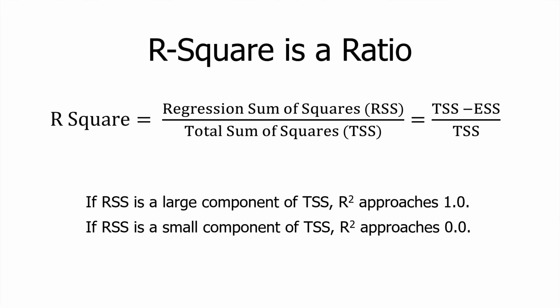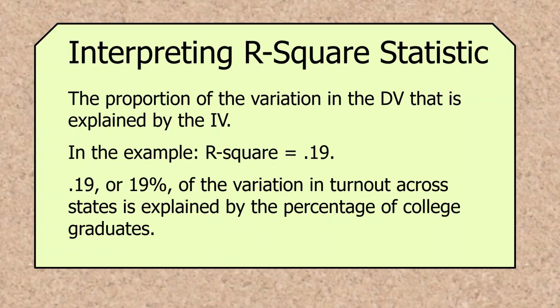Here's how to interpret R-square. We would interpret R-square as the proportion of the variation in the dependent variable, represented by total sum of squares, that is explained by the independent variable, which is represented by regression sum of squares. I like to say it in terms of percentages. We'll see that in a moment.